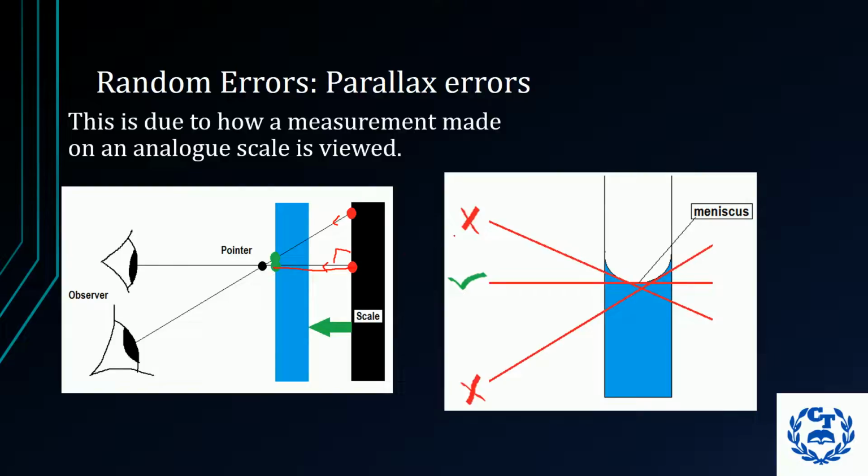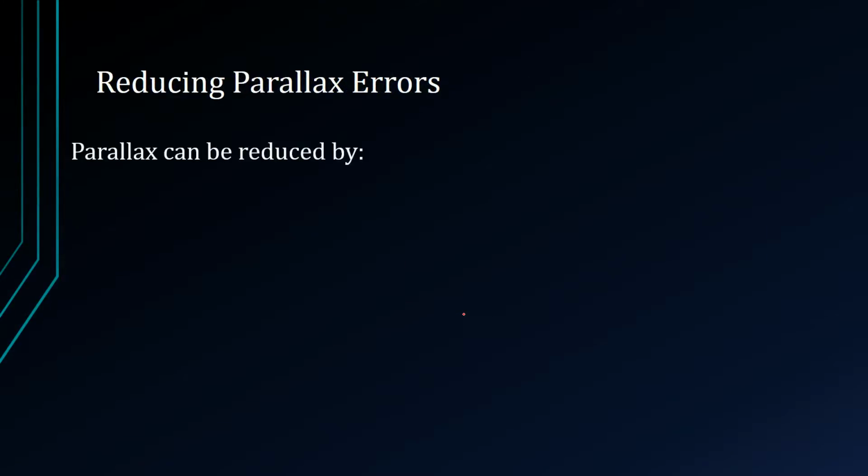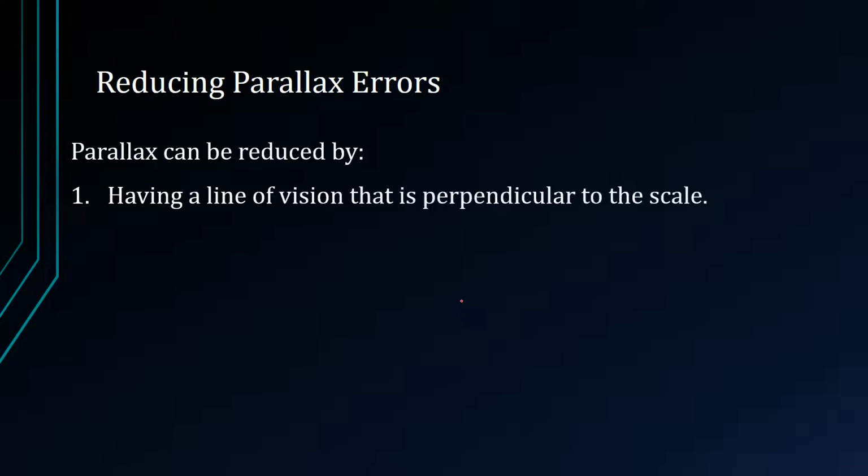You can adopt this in a situation, for example, measuring the amount of fluid inside a measuring cylinder. We take the bottom of the meniscus, which is the pointer, and line it up with the scale at right angles so that we get the correct value. Notice that here has a particular angle and here has a particular angle, which will affect the value that you obtain. So to recap, we reduce parallax errors by having the line of vision perpendicular to the scale, running through the pointer and meeting the scale at right angles.